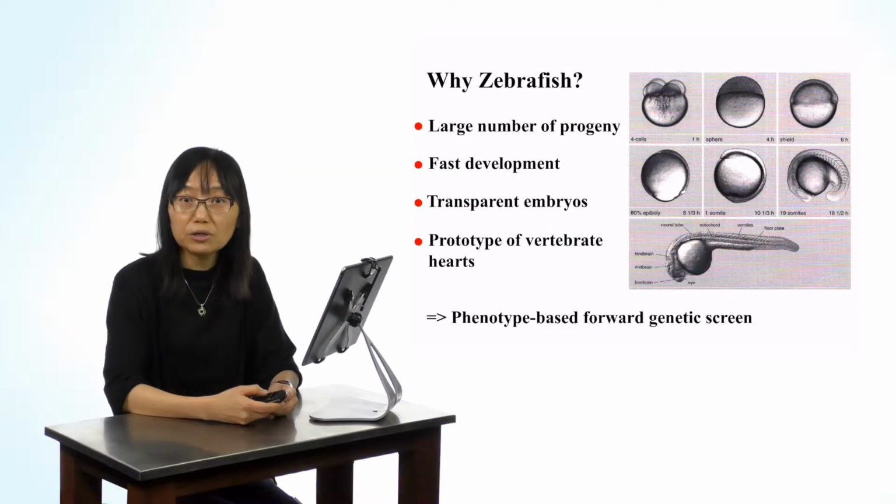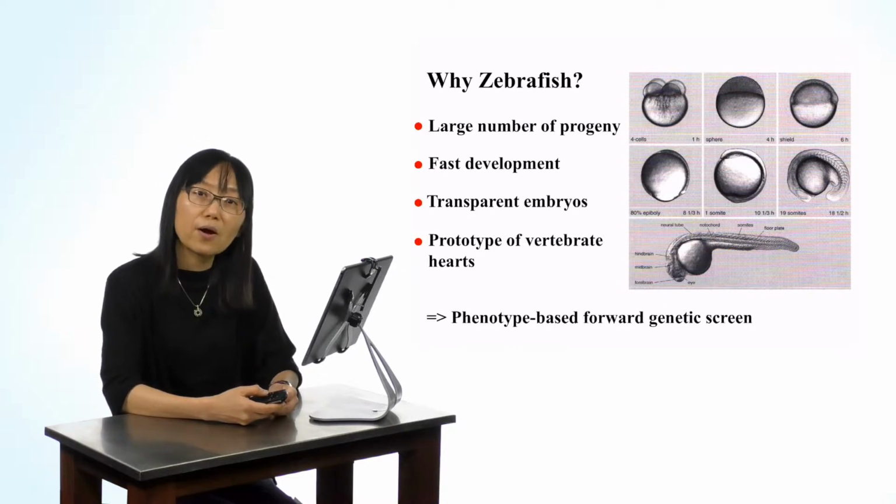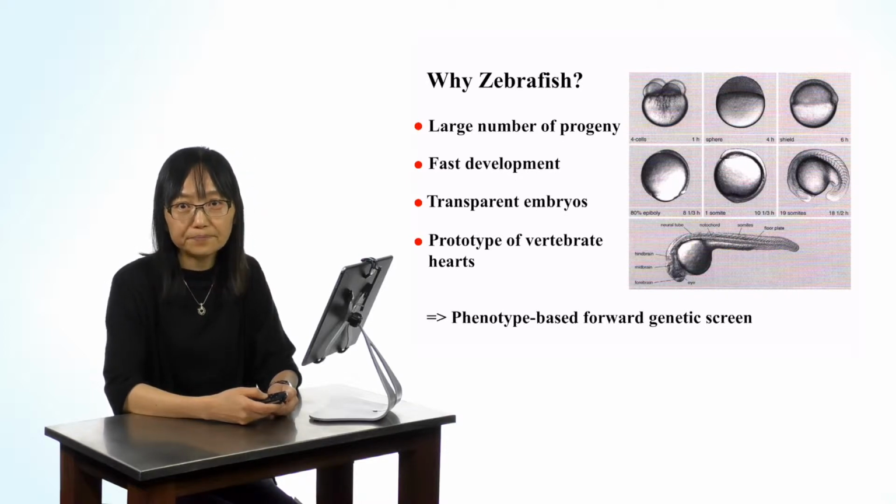The advantage of using zebrafish as a genetic model is that they produce large number of progeny, and their development is very fast. Within 24 hours, a fertilized egg can develop into an embryo with a beating heart that can support the circulation throughout the body. More importantly, the zebrafish embryos are transparent and develop in water. This allowed easy access to examine the phenotypes.